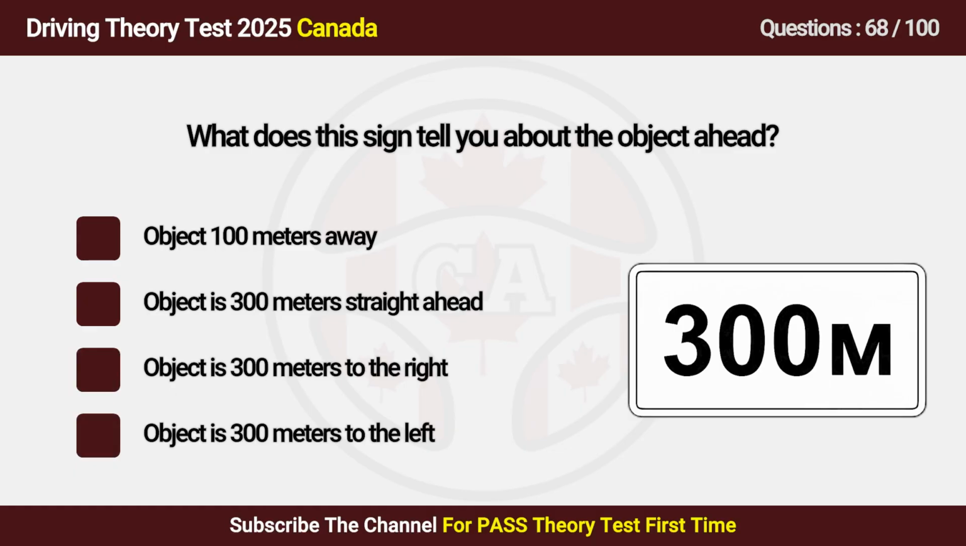A. Object 100 meters away. B. Object is 300 meters straight ahead. C. Object is 300 meters to the right. D. Object is 300 meters to the left.